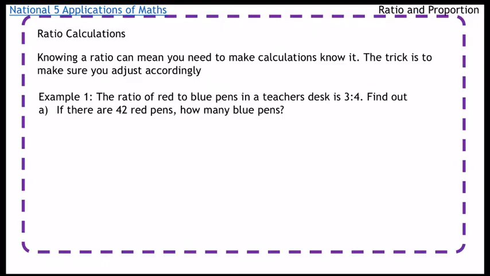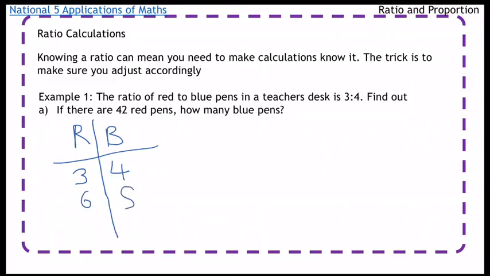So I'm going to do a table, and I'm going to write R and B, just stand for red and blue. I'm going to write 3 here, because for every 3 red pens, there are 4 blue pens. Now, if you imagine, if we were to double both of those, we would have 6 red pens for 8 blue pens. Okay. Now, you could then work your way up and find 42. The best way of doing that, and just in doing it in one step, is write 42 here.